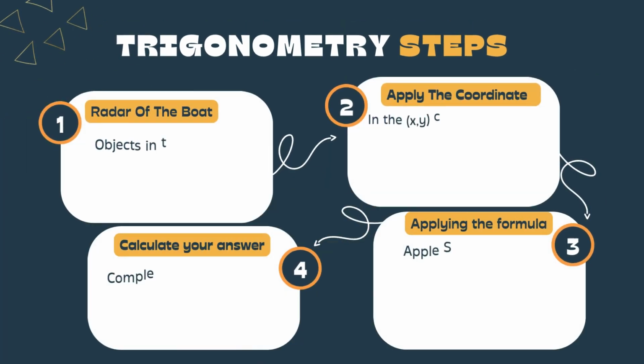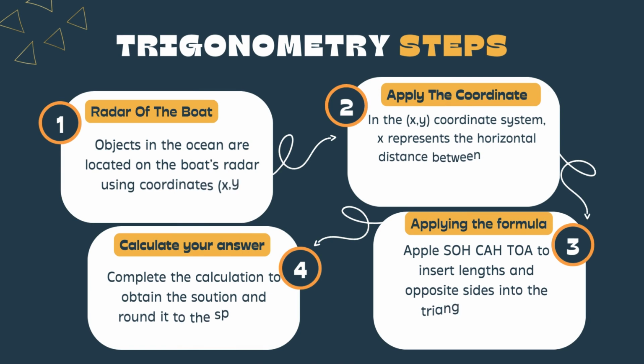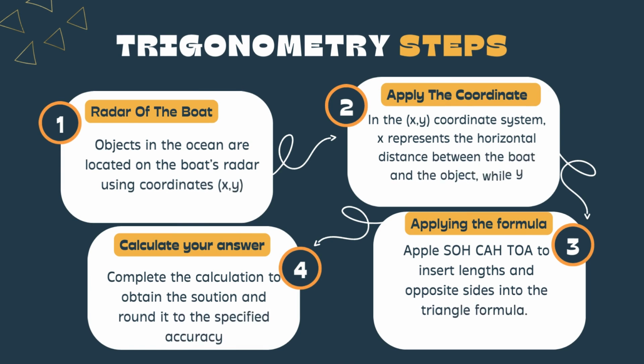To find the radar position of the boat, there are 4 trigonometry steps. First, in the radar of the boat, any object in the ocean is located by a coordinate represented by x, y. To find x, y, we have to apply the coordinate. X is represented by the length or distance between boat and object, while y is represented by the depth of an object.